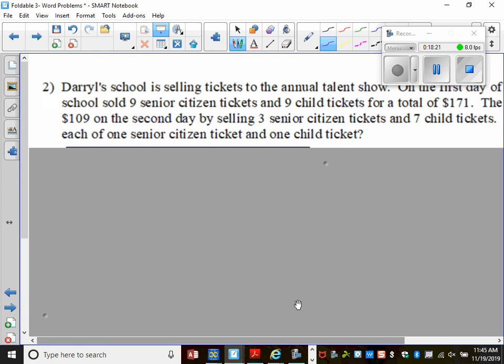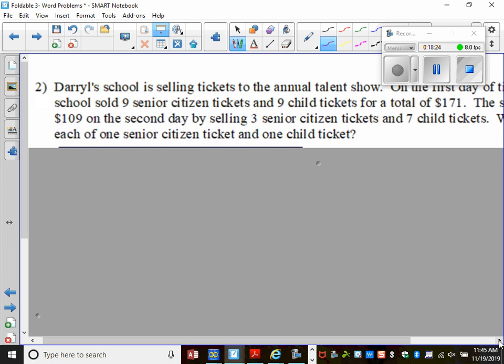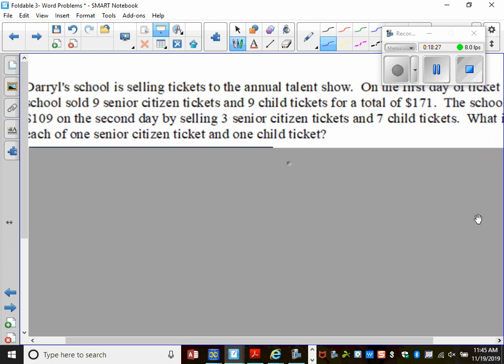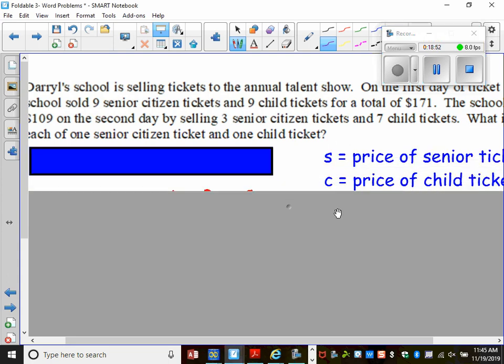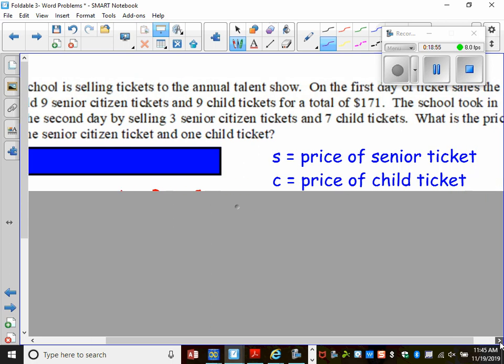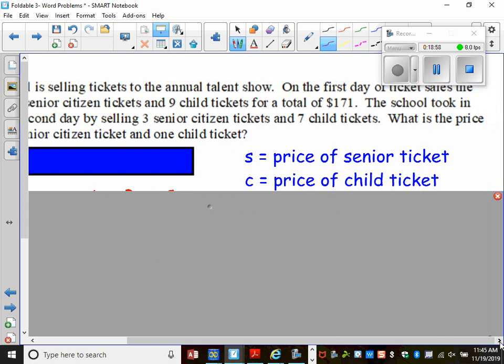Okay, go ahead and read that word problem to yourself. So what are the two types of tickets? All right, so we have the senior citizen tickets and the child tickets. So I'm going to name them S and C. Okay, price of the senior citizen ticket, or the senior ticket, and price of the child ticket.